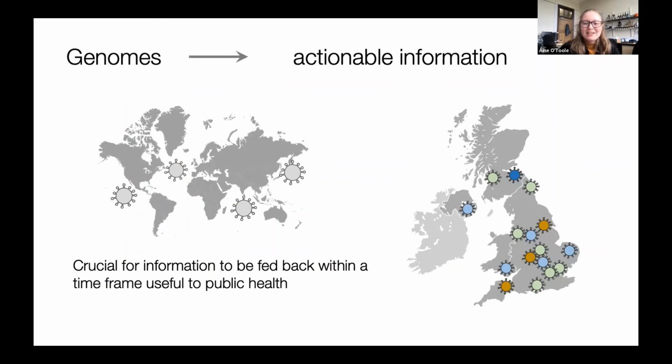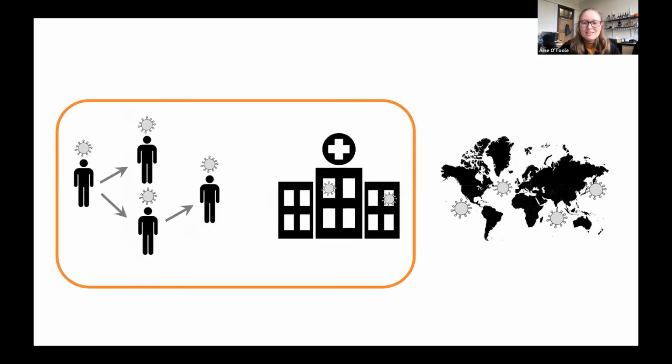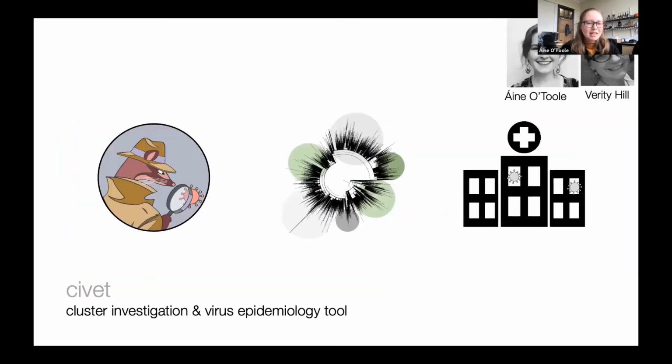So we now have a pipeline to generate a clean data set and tree, but we want actionable information from it. How do you get useful information out of more than 4 million sequences? We need a way of condensing all the information into something usable, interpretable, and reliable. So thinking first about local investigations, such as local outbreak analysis or transmission chain investigation, Anya and Verity created CIVET, which is a tool to pull out the relevant bits of the tree and metadata and let you tease apart relationships between a set of sequences. It generates a printable summary report with a range of options to give you different kinds of information that might inform an outbreak.